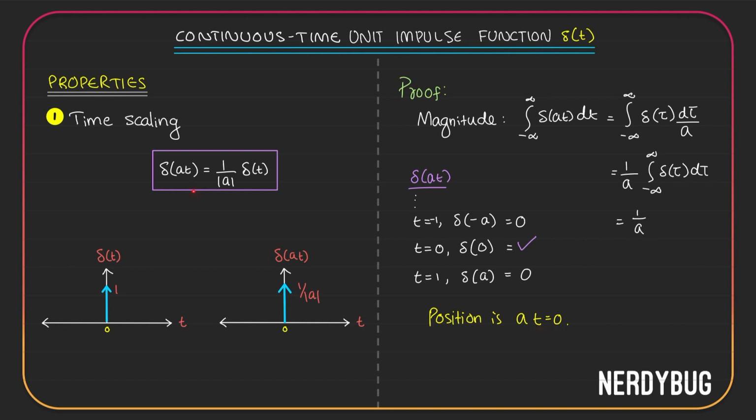But over here I have written the result, I have taken mod of A, not just A. That's because A is the time scaling factor. We don't want it to reverse the amplitude. We have discussed the same concept while we were discussing the general case of time scaling in the previous video. So here also, instead of taking A, we will take mod of A. Therefore, the graph of delta of AT will look like this. It will still be at 0 and its magnitude is 1 by mod of A.